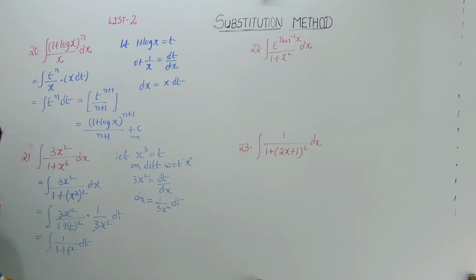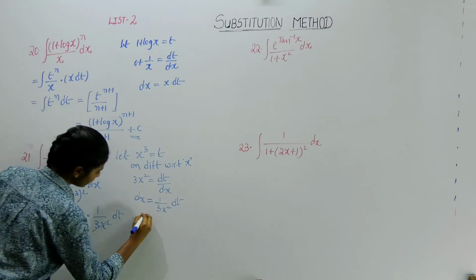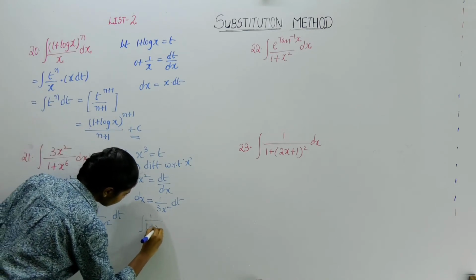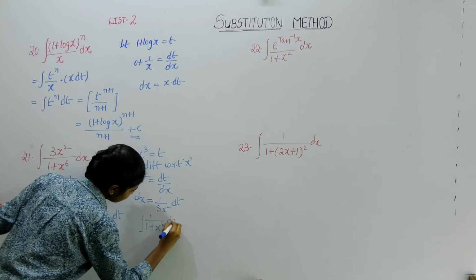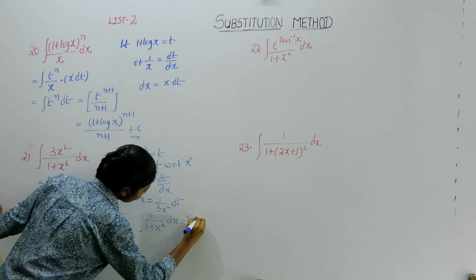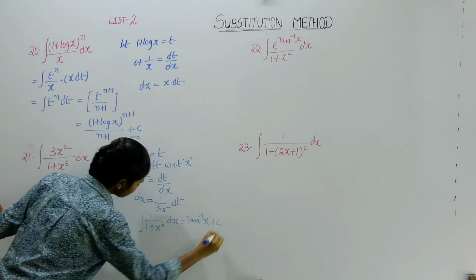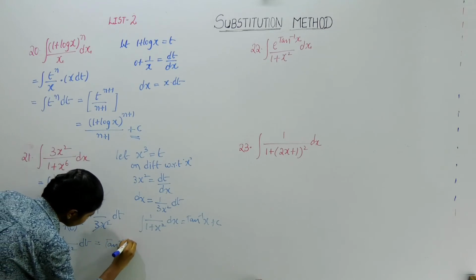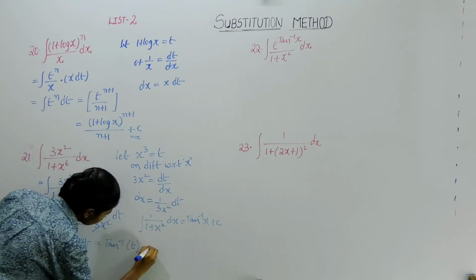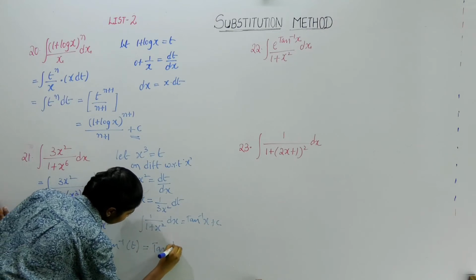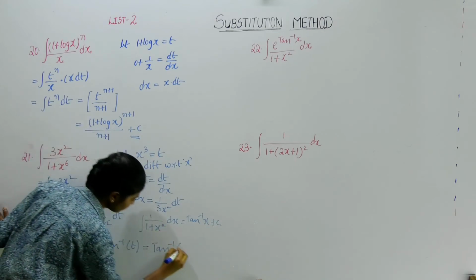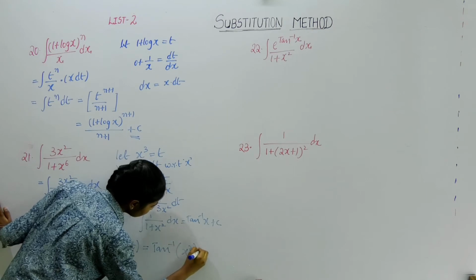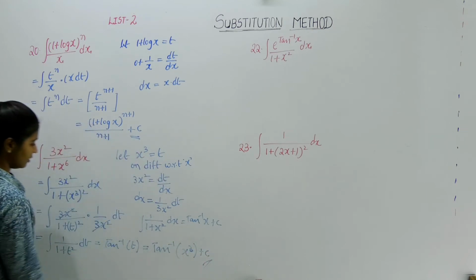This is in the form of integral 1 by 1 plus x square dx. It is equals to tan inverse of x plus c. When we substitute the formula, we get tan inverse of t. What is the value of t? Tan inverse of t value is x cube plus c. This is the final answer.